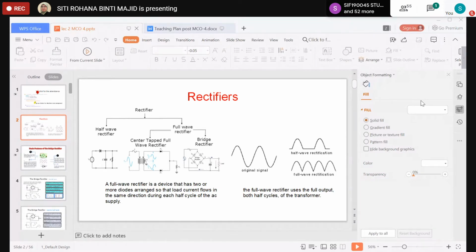The last figure here is about the symbol of a diode. I think you should remember this one: at the end of the angle, the triangle is the cathode, and the opposite one is the anode.